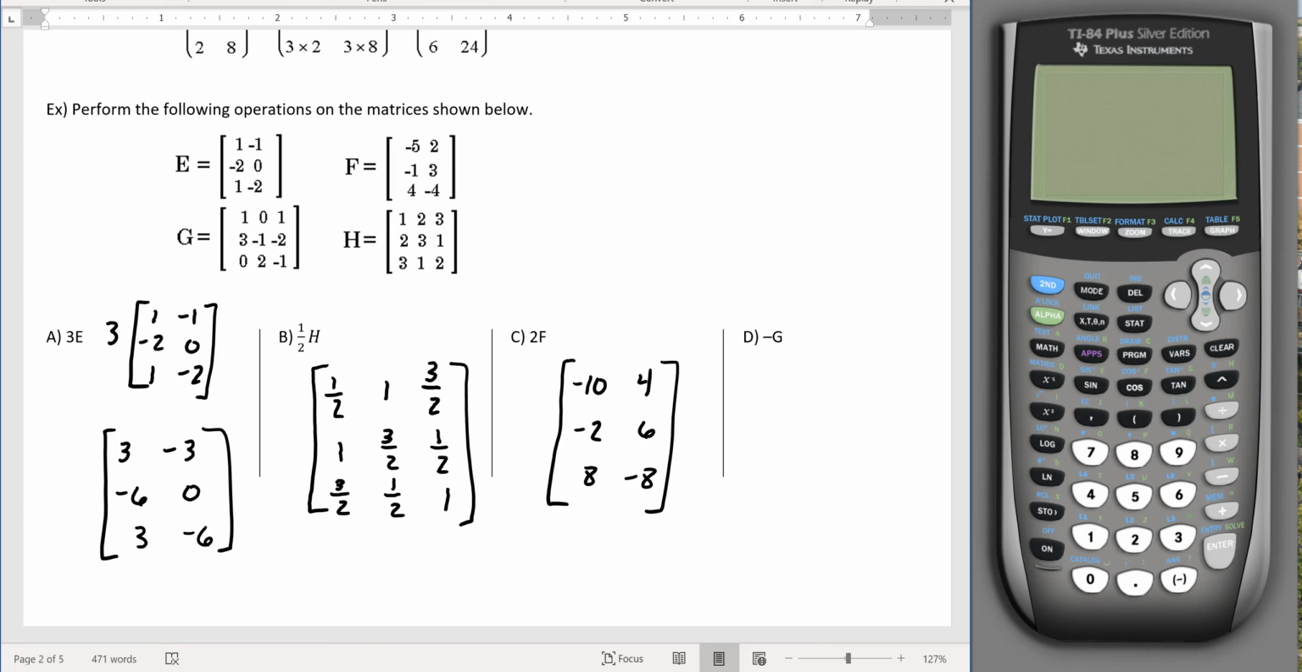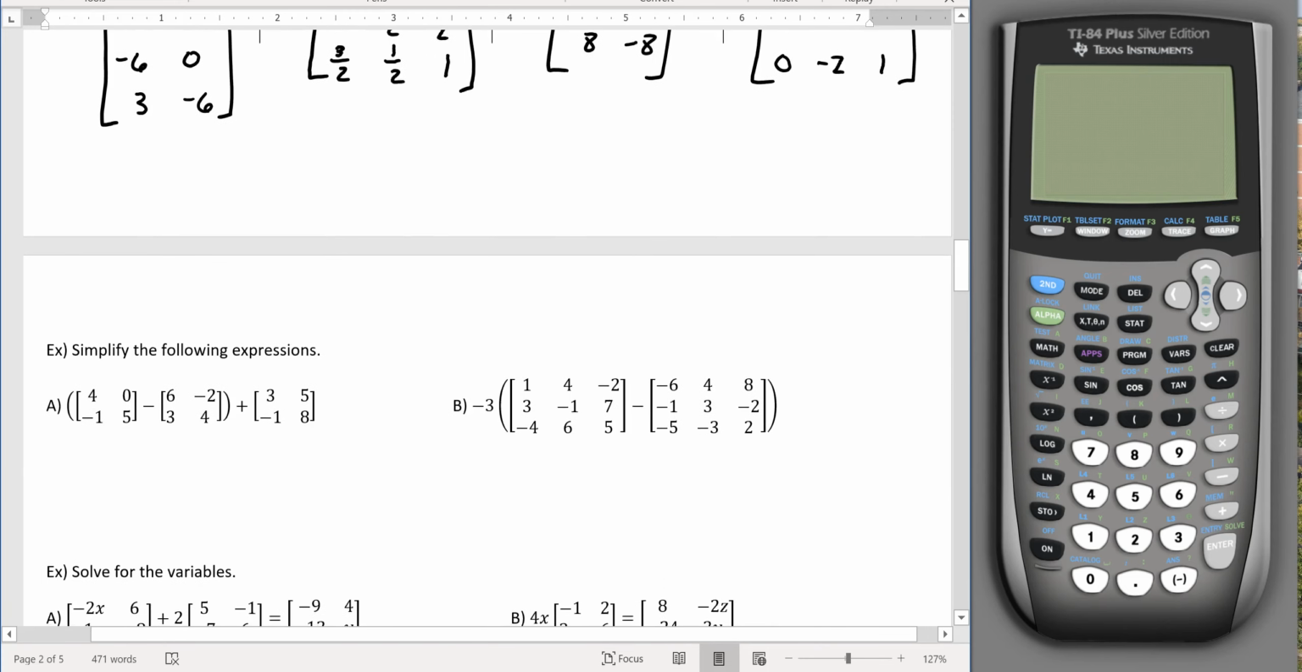D, negative G. So think about this. This is the same as negative 1 times the matrix G. So negative 1 times G basically means I'm flipping all the signs in G. So I'd have negative 1, 0, negative 1. G is over here just to make sure. Negative 3, positive 1, positive 2, 0, negative 2, positive 1. There we go. Fantastic. All right. So that's multiplying by a scalar.